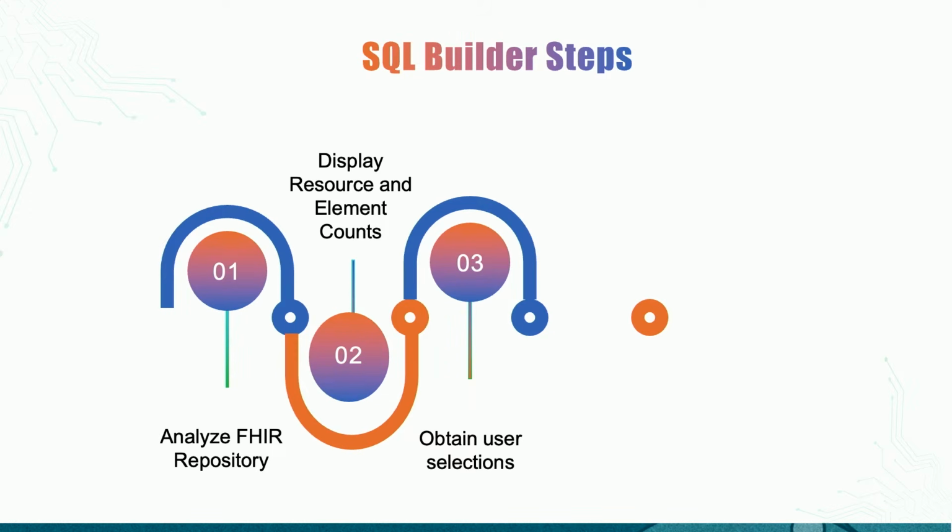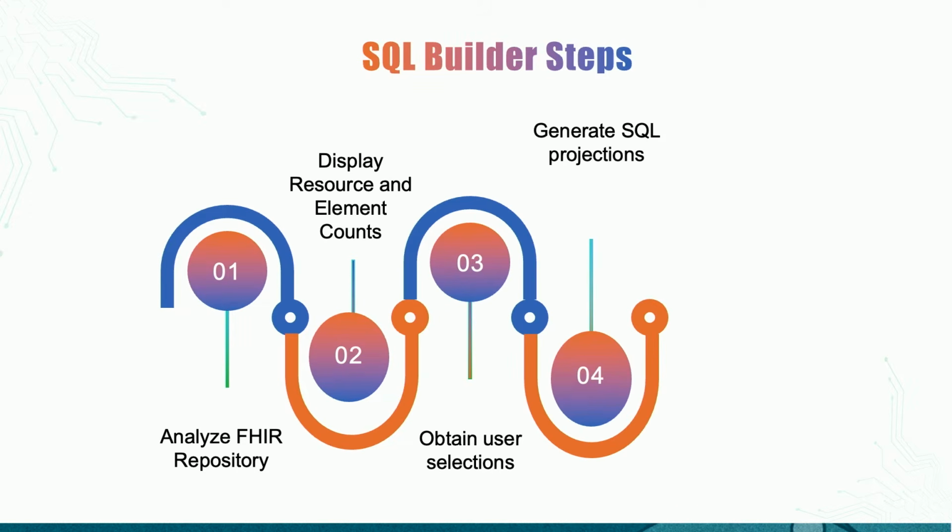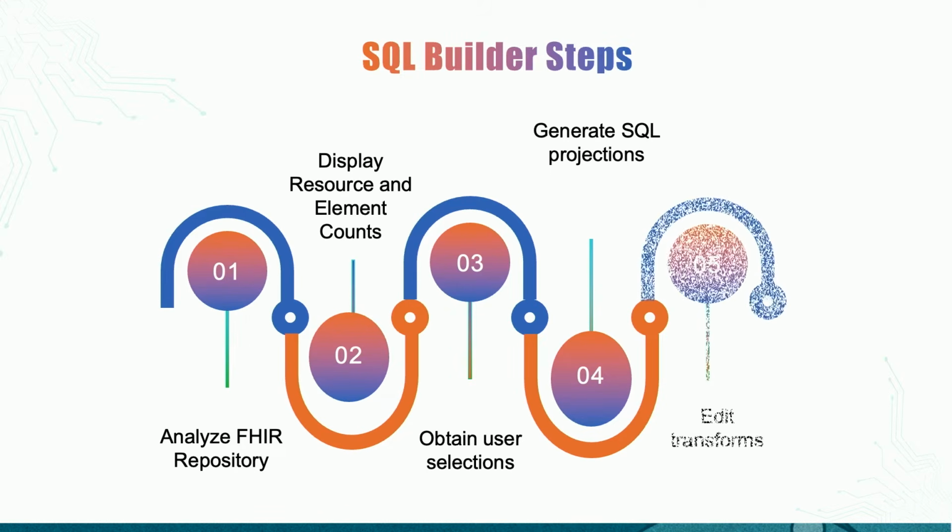We'll obtain then those user selections so that we then, under the hood, can generate SQL projections using FHIRPath. So this is totally transparent to you. Finally, we built the capability to do editing of these transforms because there is no way in which you will not want to do certain modifications over time. So you could basically edit the transforms and reproject at any point along the way.